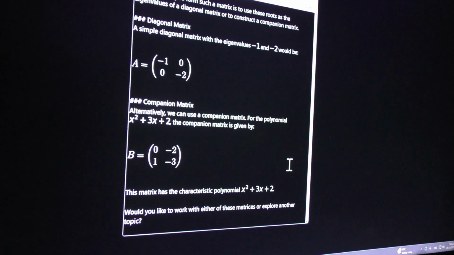That looks like what we would call observable canonical form in control systems, and that's diagonal form. And there's a third form with the minus 3 and the minus 2 along the bottom row. We call that controllable canonical form. So I was quite surprised it actually did manage to do that.